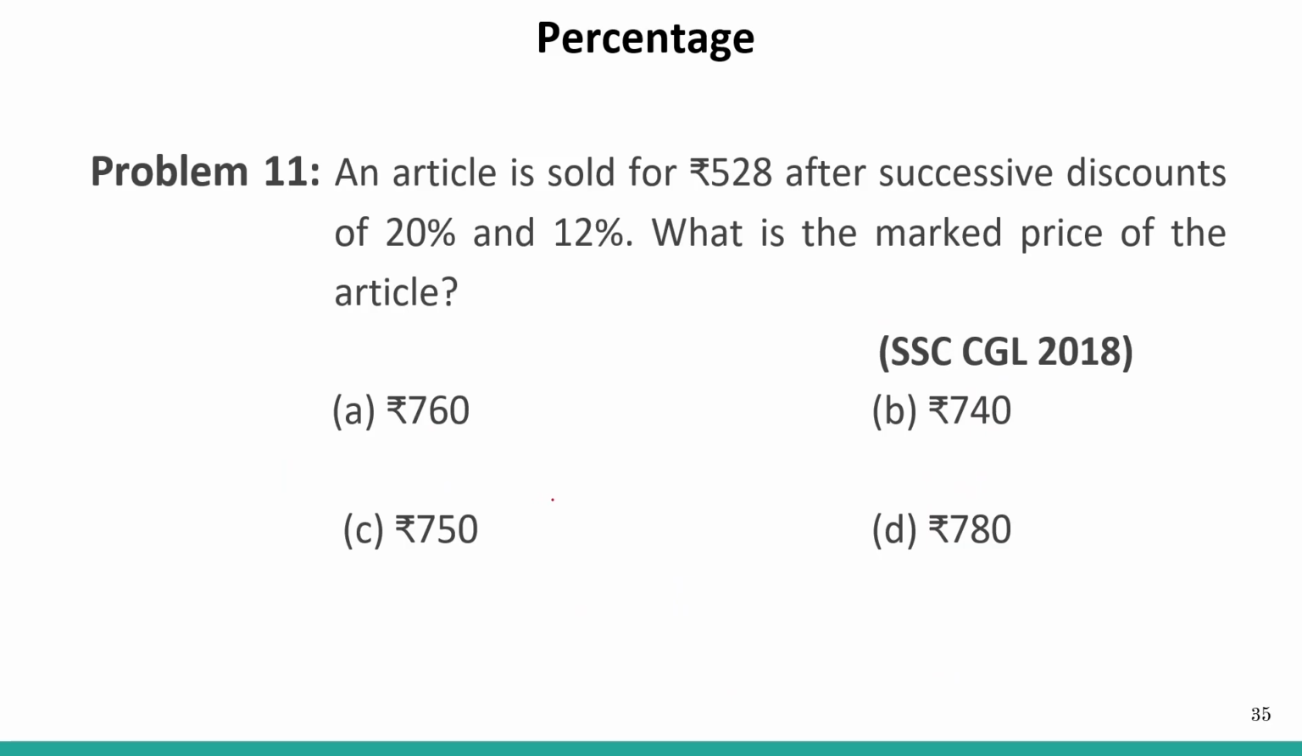Let's see problem number 11. An article is sold for 528 after 2 successive discounts. Again, we will use that formula: (1 minus D1) into (1 minus D2). If the examiner wants to take the complexity to the next level, he'll give you 4 or 5 successive discounts, but nothing can be changed. This is the main formula for these kinds of questions. Whether it is n-time successive discounts or any number of successive discounts, you will use this formula. So let's see the solution.